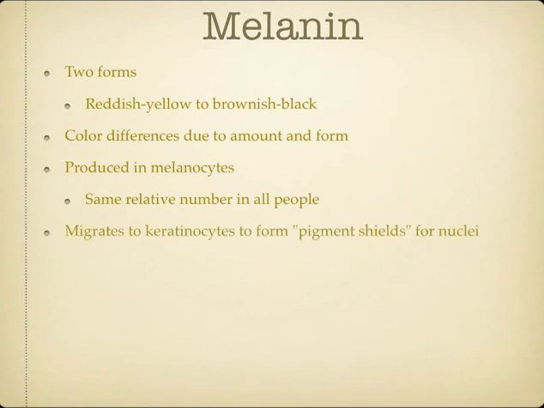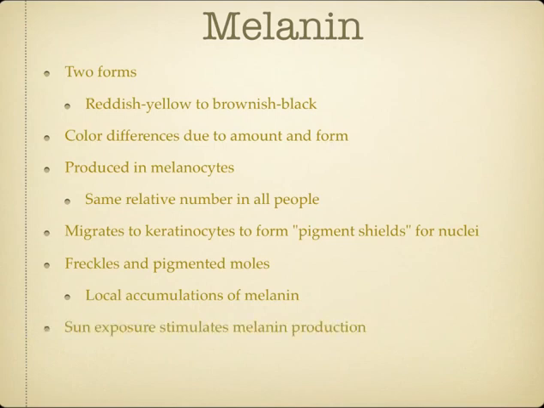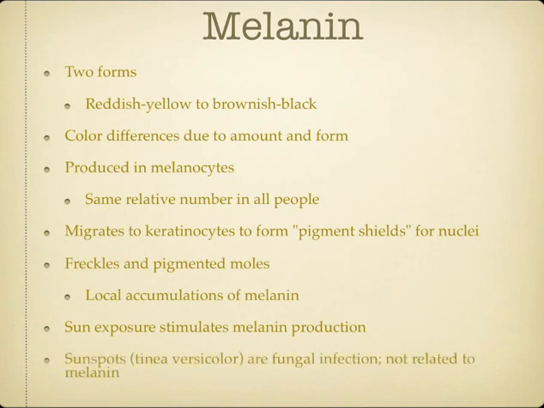Melanin is actually made in melanocytes and then migrates over to keratinocytes to help protect the nucleus from UV radiation. There's a lot of melanin in both freckles and pigmented moles, so they tend to be darker. Sun exposure causes an increase in melanin production, so you become tan, which is, by the way, an incredibly bad idea. Any darkening is bad and likely to damage the DNA. Sunspots, called tinea versicolor, are a fungal infection and are not related at all to melanin.